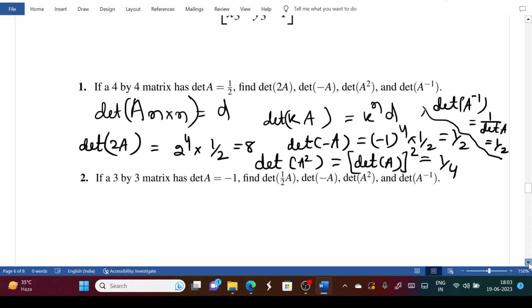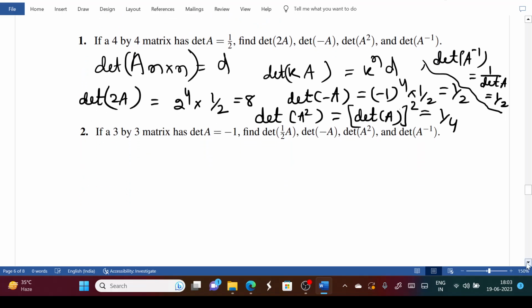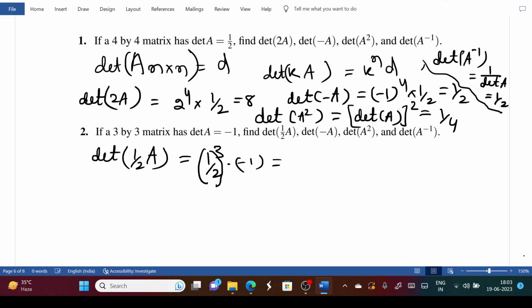Next, a similar type of question, another question. Here A is a 3 by 3 matrix, determinant of A is equal to minus 1. So what about half A? Determinant of half A is equal to half to the power 3 into determinant of A, that is minus 1, that is minus 1 by 8.